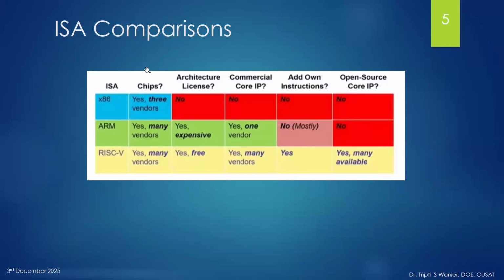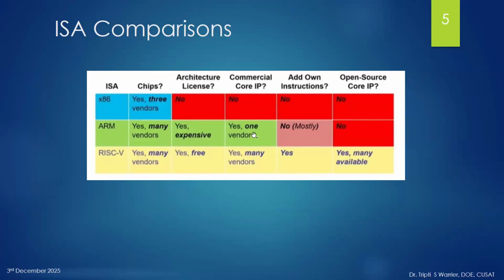This gives you a simple comparison between popular ISAs, x86 and ARM. There are many chips using all these ISAs, but the ISA is available for ARM and RISC-V, though for ARM you have to license it, whereas RISC-V is free. Commercial IPs are not available for x86. You can only buy products that follow x86 directly.